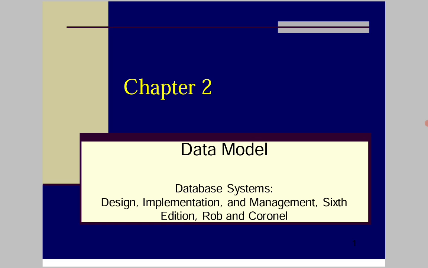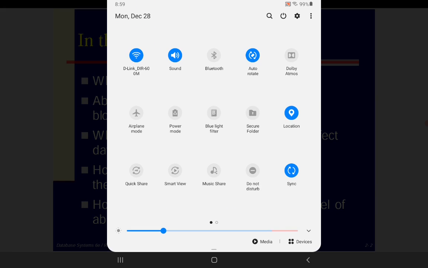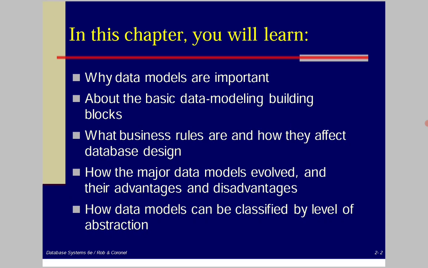Data models. So today we discuss about design, implementation, management of DBMS and data models, various data models, how to implement them. So in this chapter you will learn about why data models are important, about the basic data modeling building blocks, what business rules are and how they affect the database design, how the major data models evolved and their advantages and disadvantages, how data models can be classified by level of abstraction. So we discuss all these things about data models.